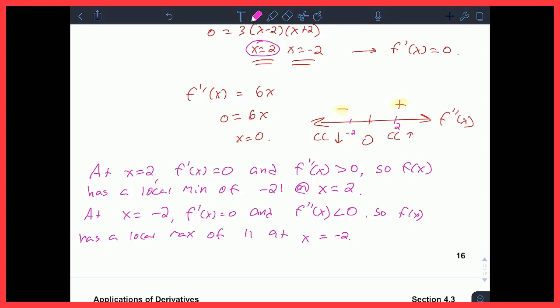We do have a point of inflection. F of x has a point of inflection, POI, I usually abbreviate it, at x equals 0, since f double prime x changes from negative to positive. Just barely fit it right there, negative to positive. And that's verification of a point of inflection.